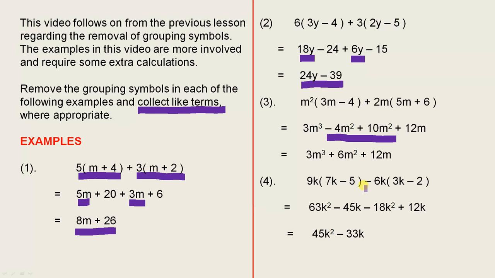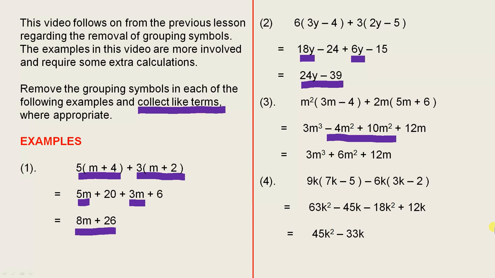And finally, we have this example here. When we remove the grouping symbols, we have that expression there, and we note that we have 63k squared minus 18k squared. That gives us 45k squared. And minus 45k plus 12k is minus 33k.